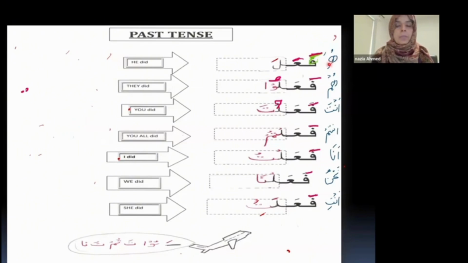Huwa means he. Now I want to say he did. What I'm going to do? Fa'ala, because fa, ain, lam means to do something. Here we go. Fa'ala, he did. This fatha or zabar on lam means it is he.